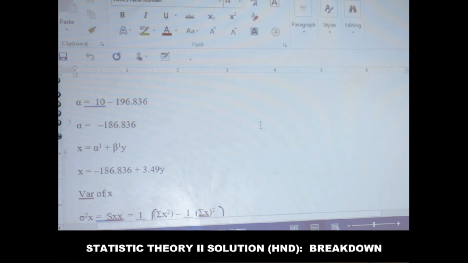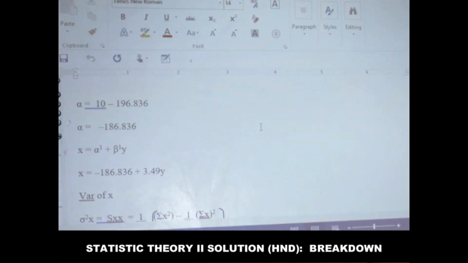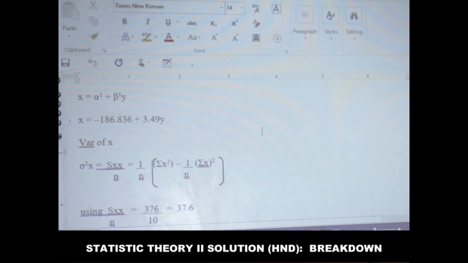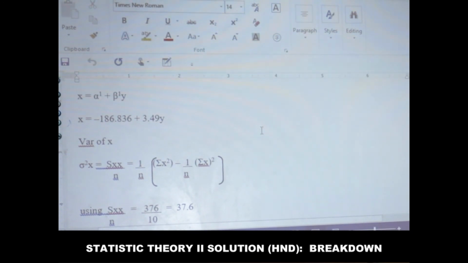Now we want to look for the regression. This is alpha raised to power 1 plus beta raised to power 1 y. So we have gotten our alpha to be minus 186.836. Now plus what is our beta? 3.49y.